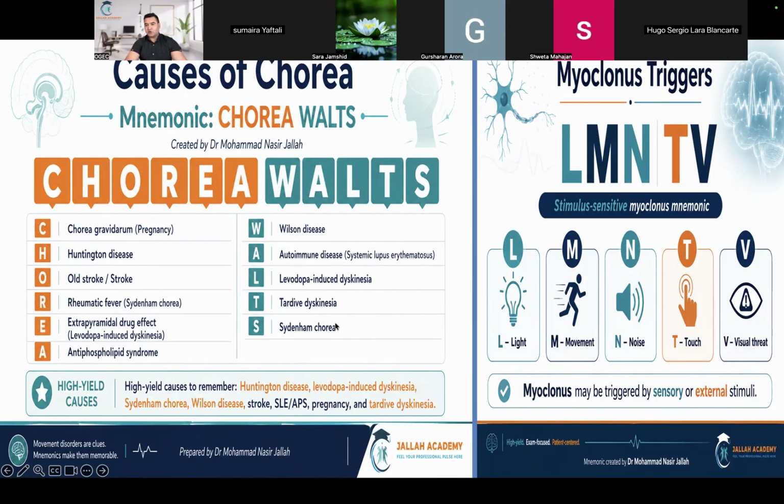Wilson disease, autoimmune, levodopa-induced dyskinesia, tardive dyskinesia, and Sydenham chorea. The myoclonus trigger is LMNTV. L is light exposure, M is movement exposure, N is noise exposure, T is touch exposure, and V is visual threat. That's why it's called LMNTV.